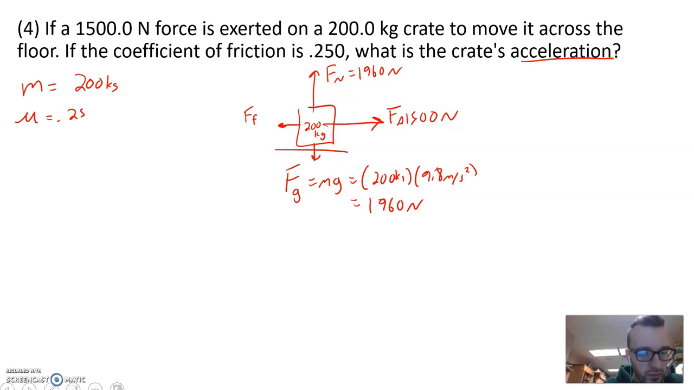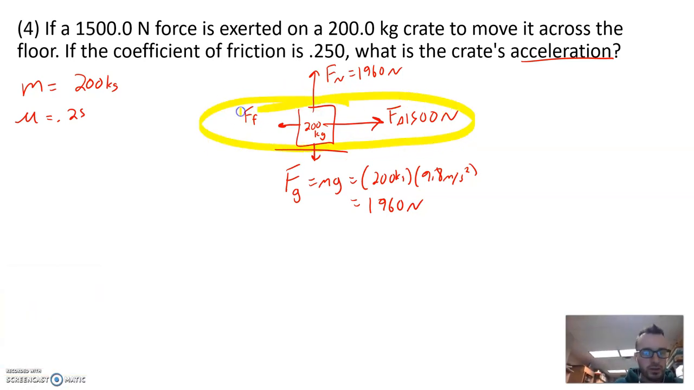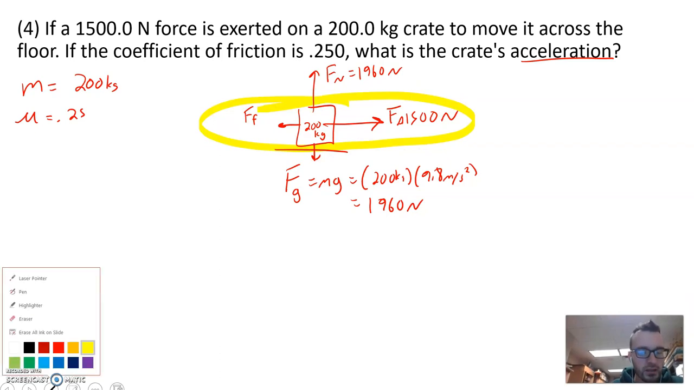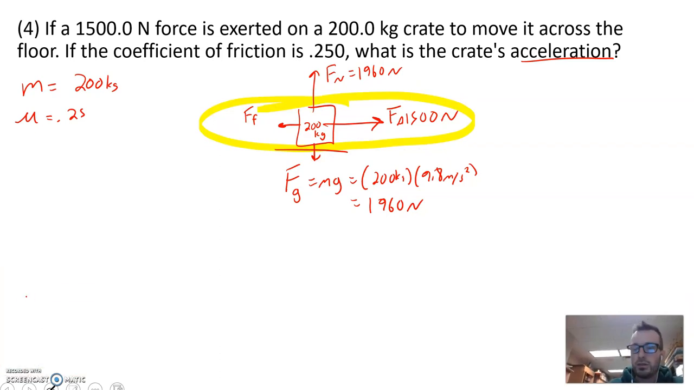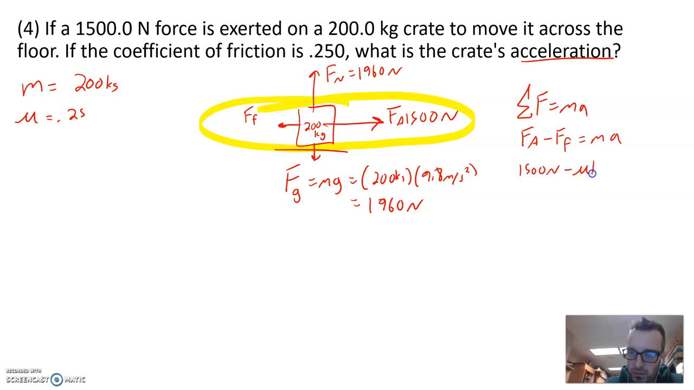Let's dig into this a little bit. The reason things accelerate is because they experience unbalanced forces. In that direction, we do not have balanced forces. We have unbalanced forces. To handle that, we say sigma F equals ma: the sum of all the forces acting is going to cause the mass to accelerate. What are those forces? Well, there's the applied force to the right, and there's the force of friction opposing it to the left. That is how we expand our sigma F expression. To fill this in, we have 1500 newtons minus mu Fn equals ma.